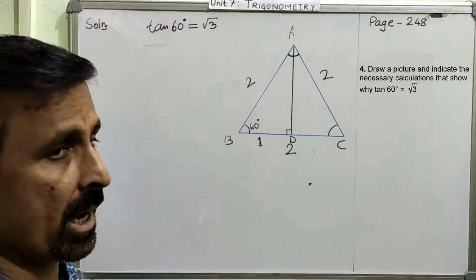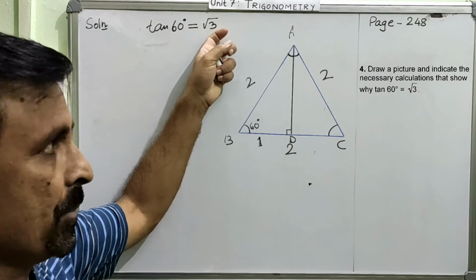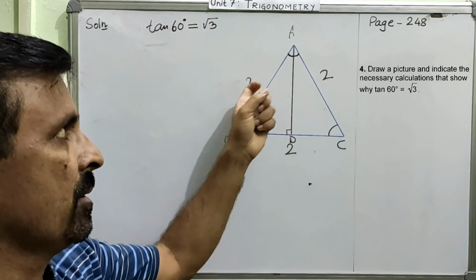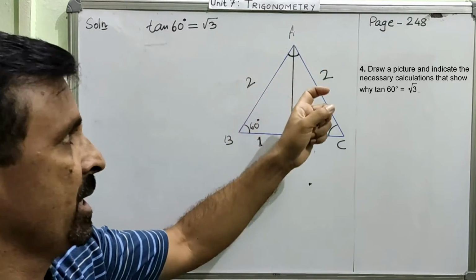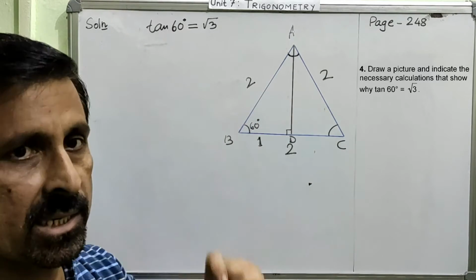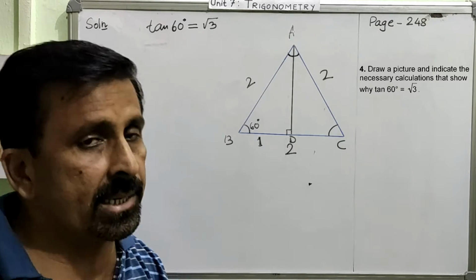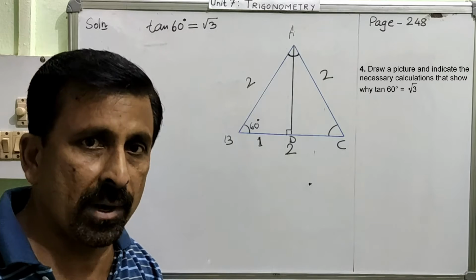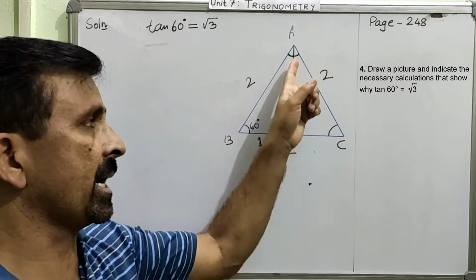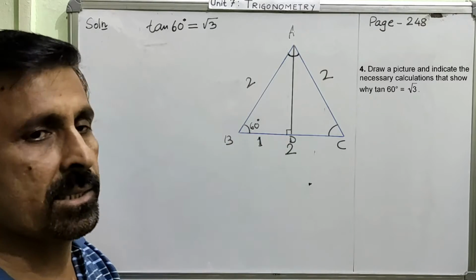So, see what constructions I have done in order to prove that tan 60 is equal to root 3. I repeat once again, I took an equilateral triangle with the length of the side equal to 2 unit. This is an equilateral triangle, so the measurement of all the angles will be equal. Each angle is 60 degree because we know that the sum of interior angles of a triangle is 180 degree. Therefore, the measurement of one angle will be 60 degree because all the 3 angles are the same. So, 180 will be equally distributed between the 3. Therefore, it is 60 degree.